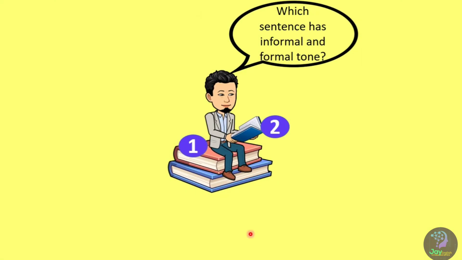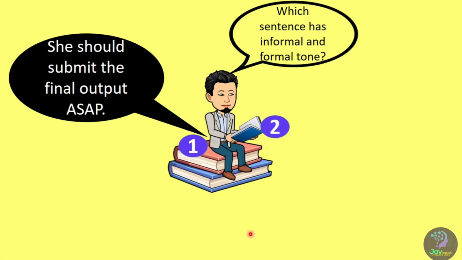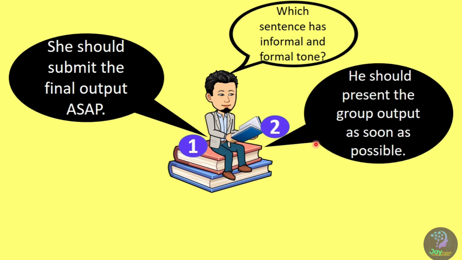Which sentence has informal and formal tone? Is it sentence 1 that says, she should submit the final output ASAP? Or is it sentence 2 that says, he should present the group output as soon as possible? I give you 10 seconds.